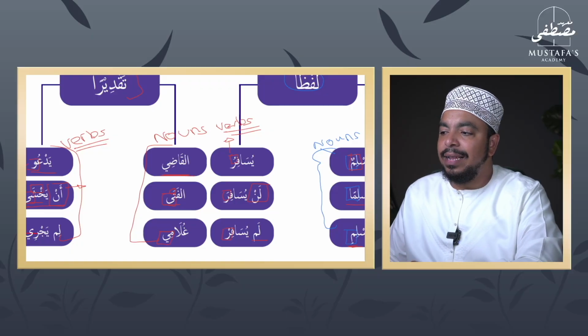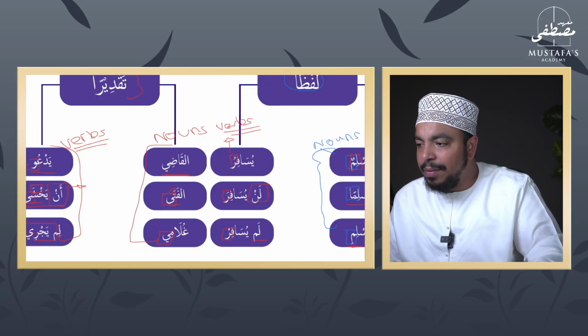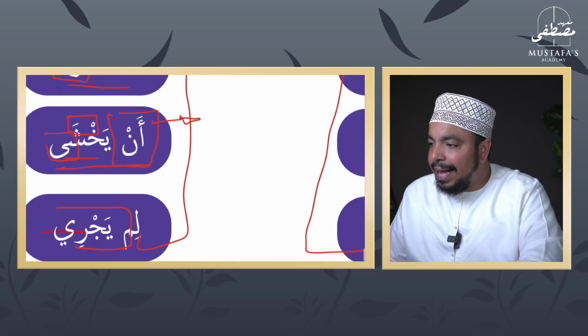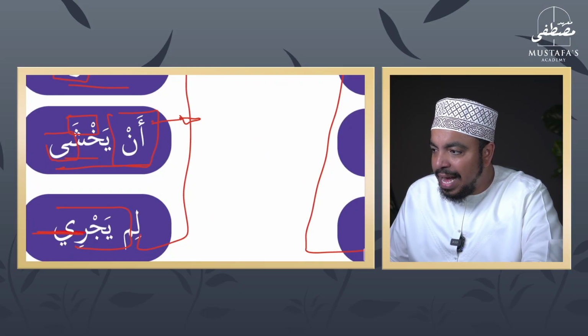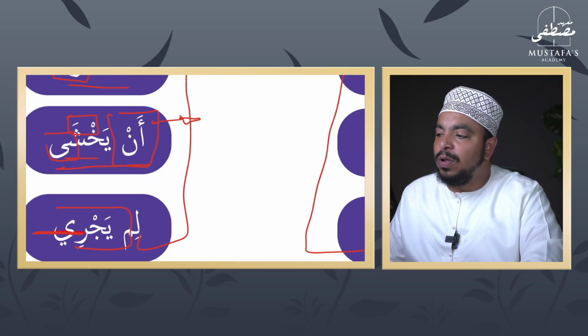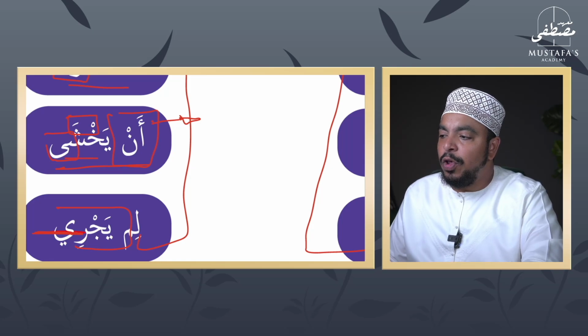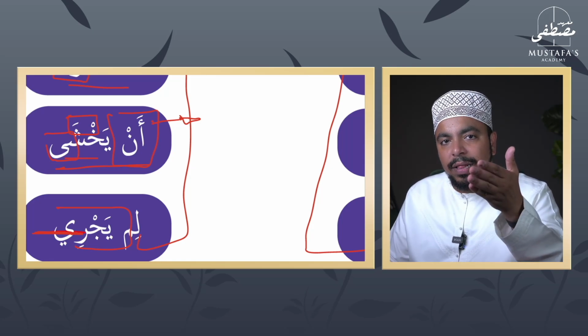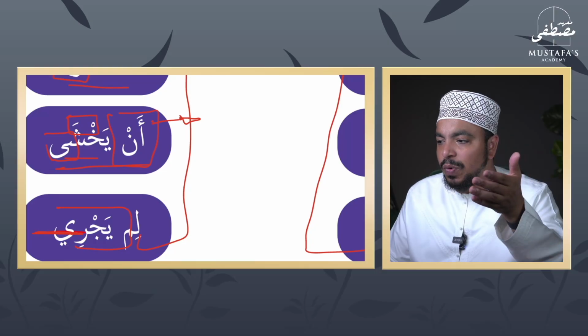Lam yajri. Now look at this. This is an interesting one. Why? Because this is what I did to it. I literally marked this ya as red. Why so? Because you cannot assume the sukoon. So what do you do?